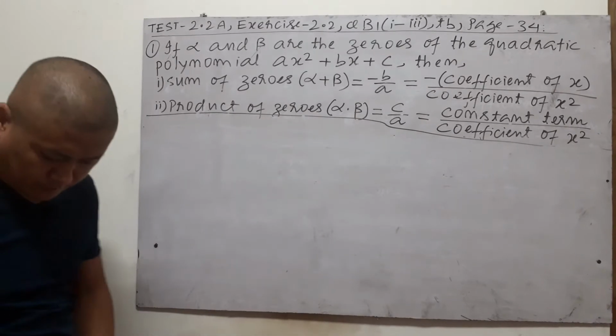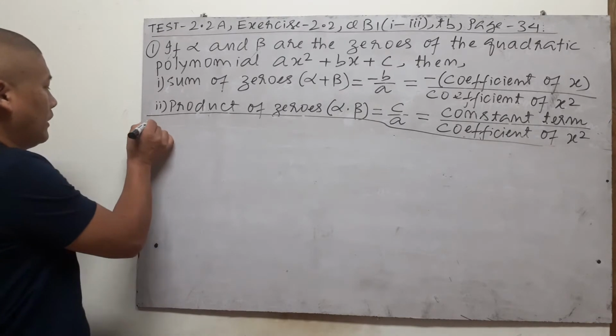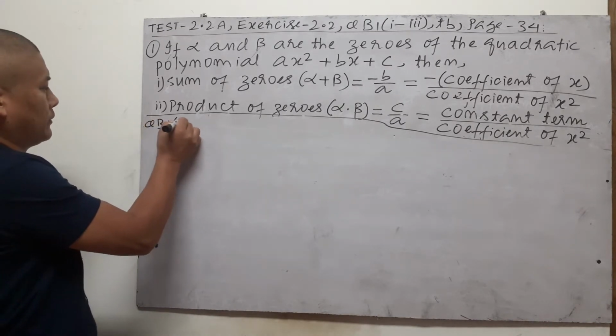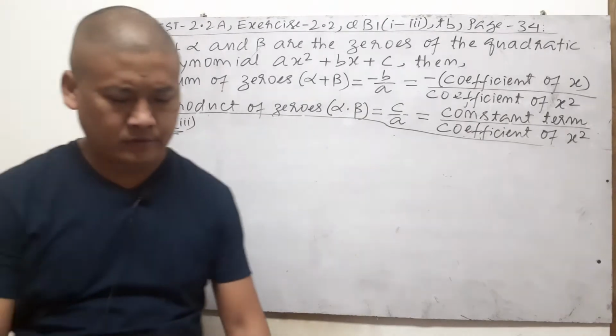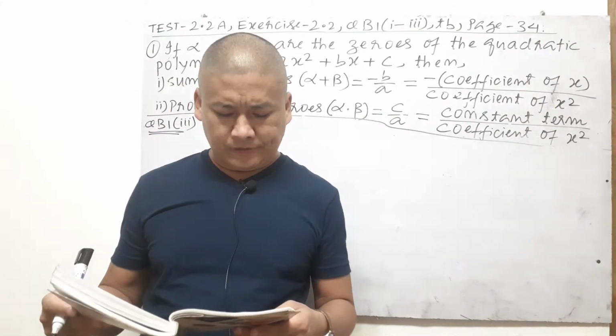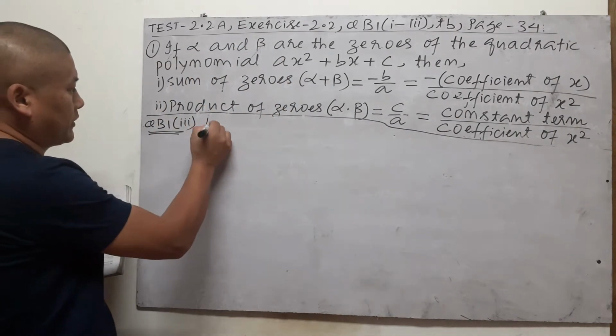Okay, so the last question of this test part. Follow me. Question B1, subheading 3. Look on your text, page 34. Okay, fine. So as we have been doing the previous two, let us start.